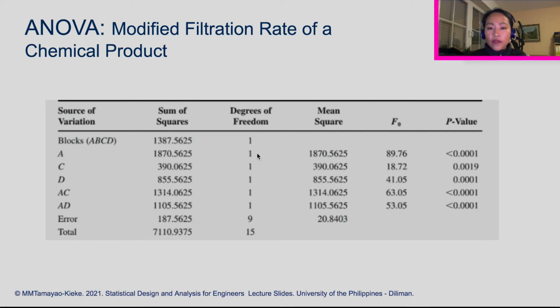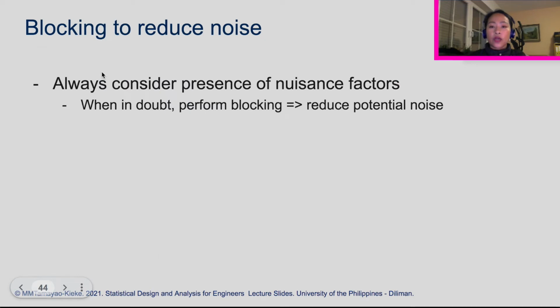Let's look at the ANOVA table. As you can see here, we still have AC and AD as the significant effects, and then we have block here, and then your error and the total. The results are basically the same, no? But if we didn't perform blocking here, the results would have been very different. So always remember that blocking is a very important tool to reduce noise in your experiment. So always consider the presence of nuisance factors and therefore noise, and when in doubt, perform blocking in order to reduce potential noise.